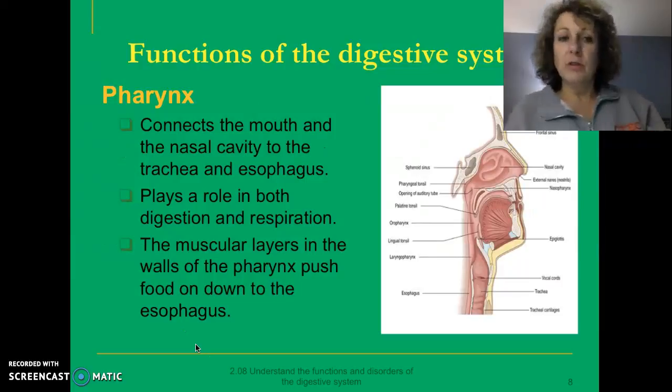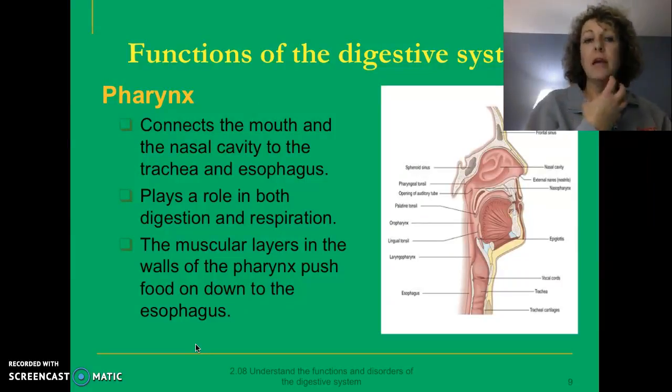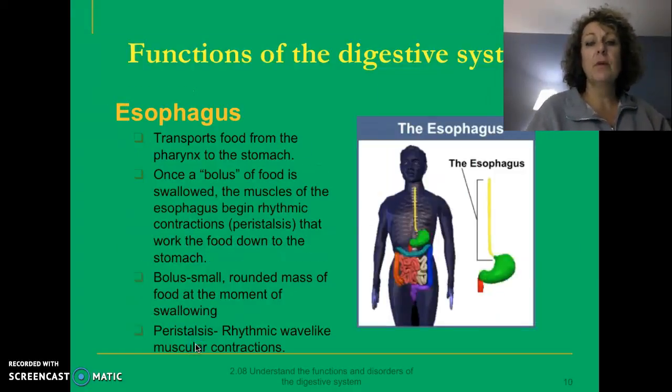Pharynx, or throat, connects the mouth and the nasal cavity. It has a dual role of digestion and respiration. It has muscular layers that help push that food down the esophagus. Your esophagus is that long tube that helps transport that food to your stomach. When you chew up that food, it's a bolus. So you chew it up in that big old wad that you swallow, that is called a bolus.